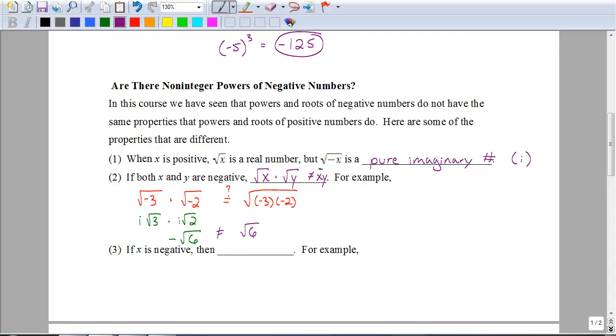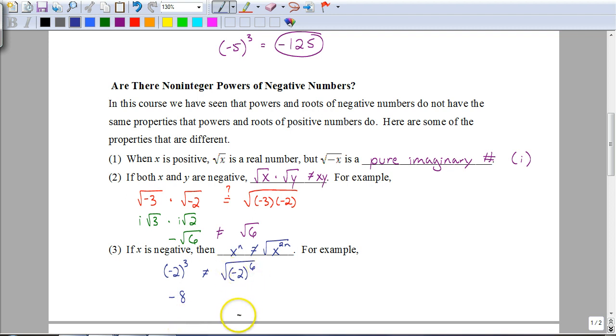If x is negative, then x to the nth power does not equal the square root of x to the 2n power. Here's what they mean by that. Let's say I have negative 2 and I'm cubing it. Well, that is not the same as if I took negative 2 to the 6th power. Here's why. Negative 2 cubed, we know that's going to be a negative number. Since it's a negative number being raised to an odd exponent, my answer is going to be negative, so that gives me negative 8.